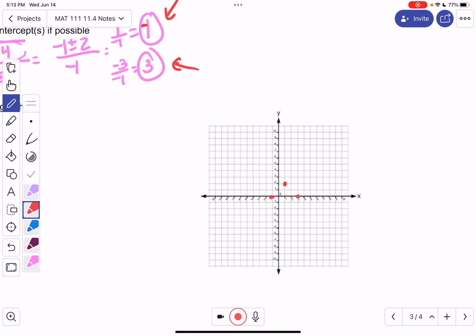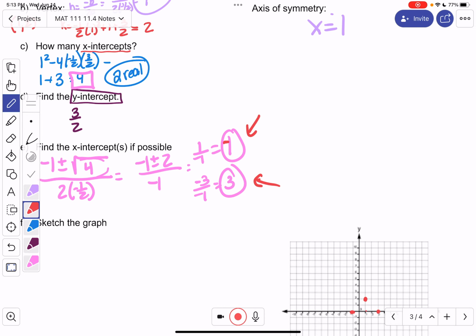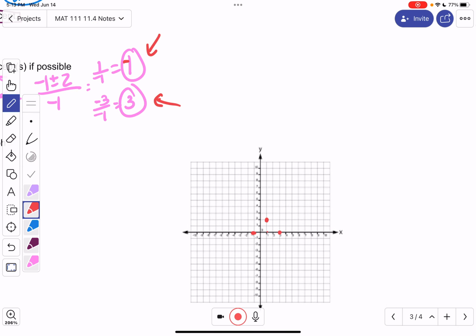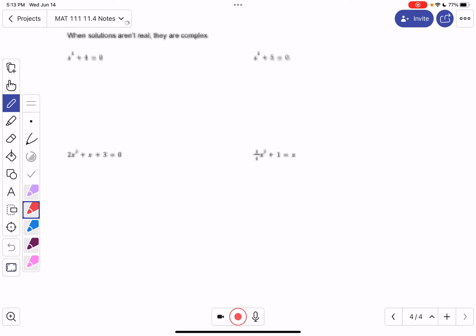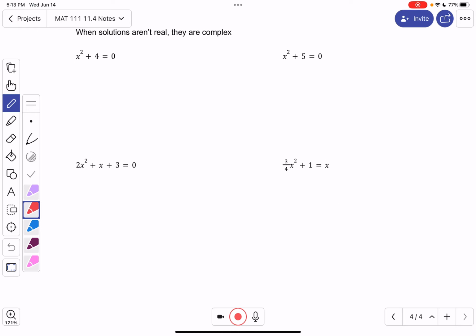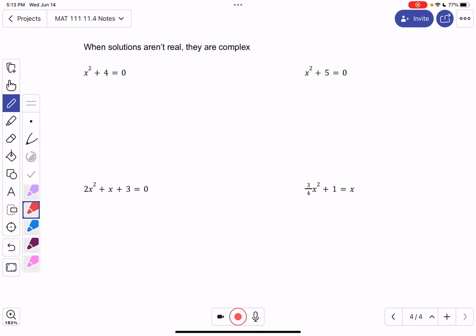We said our y-intercept was 3 over 2, which is 1.5, so it'd be like here. And now we can graph. So sketching it, you just put the points that you found. That's all we're asking. So now solve these. If you're not going to get real solutions, you're going to get the i's. So make sure you find all solutions.